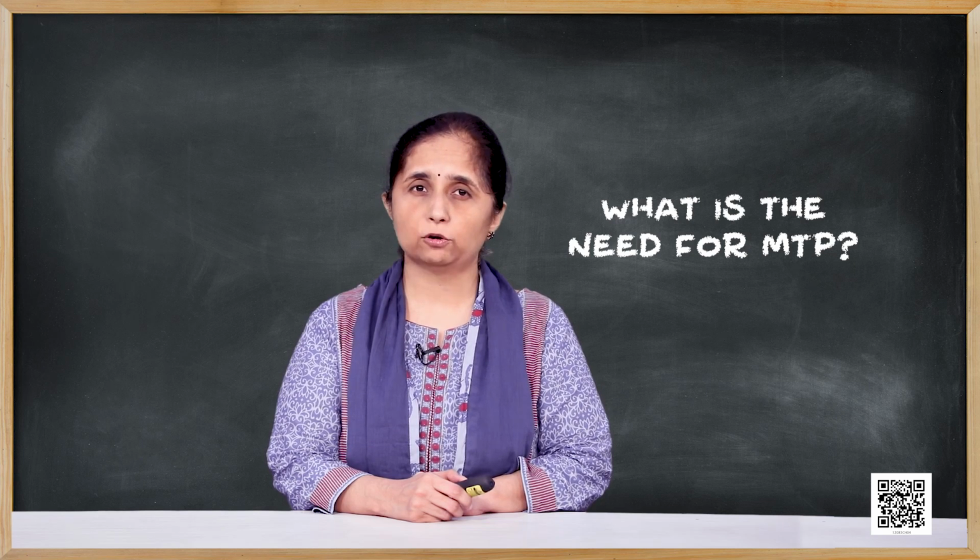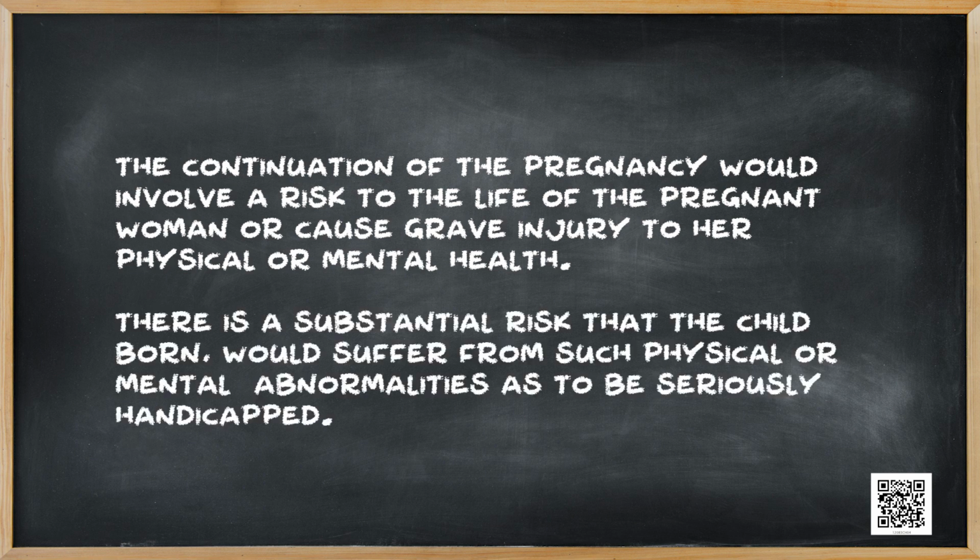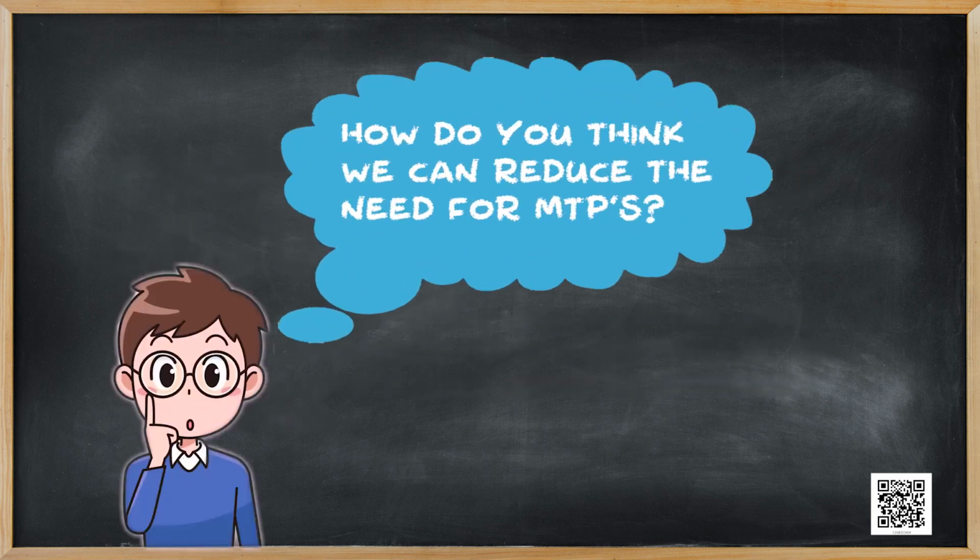However, this is allowed only if, first, the continuation of the pregnancy would involve a risk to the life of the pregnant woman or cause grave injury to her physical or mental health. Second, there is a substantial risk that the child born would suffer from such physical or mental abnormalities as to be seriously handicapped. Dear students, how do you think we can reduce the need for MTPs?